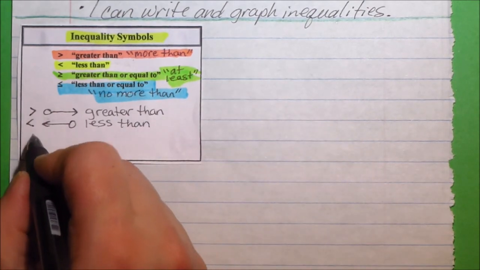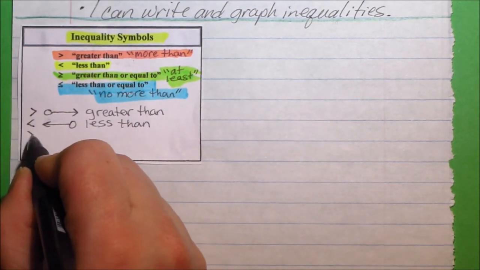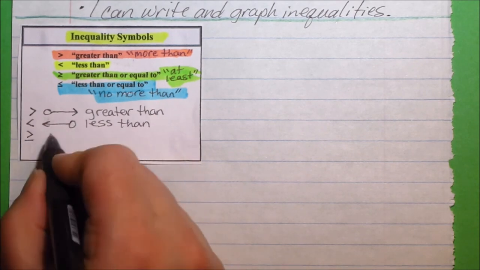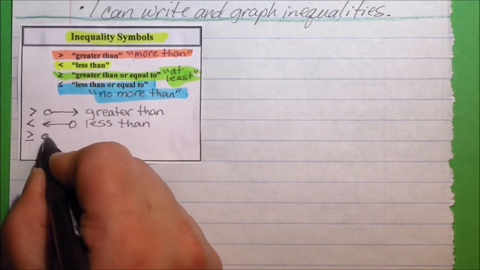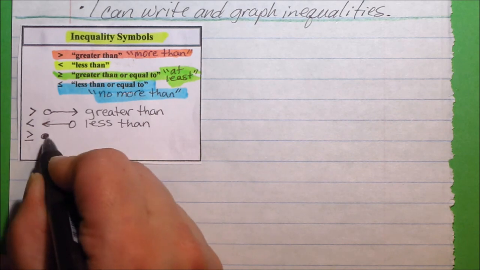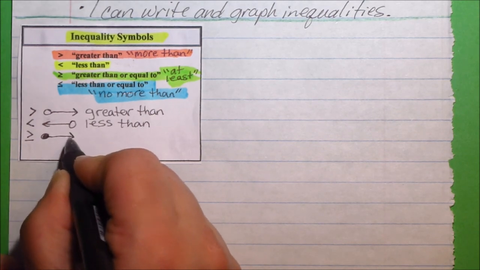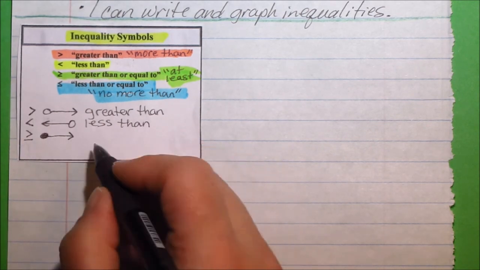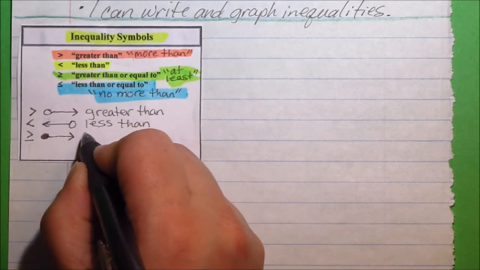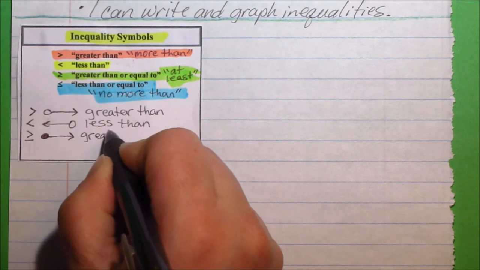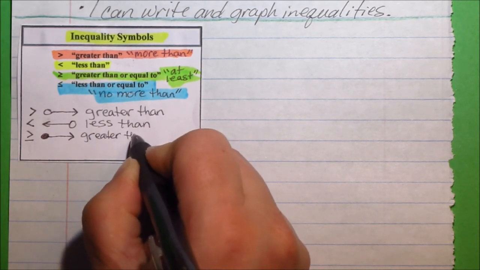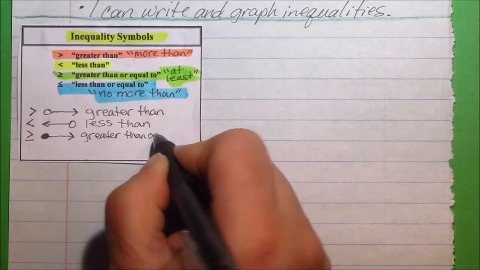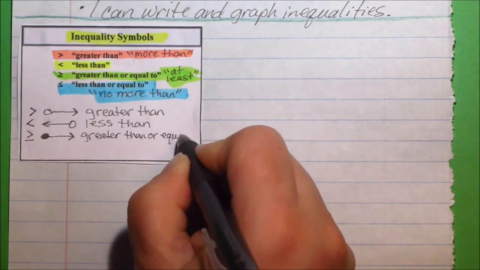Now, if it's greater than or equal to, we're going to have a dot, but it will be filled in. That means it's going to include that number. It's greater than or possibly equal to the number we're graphing. So greater than or equal to.